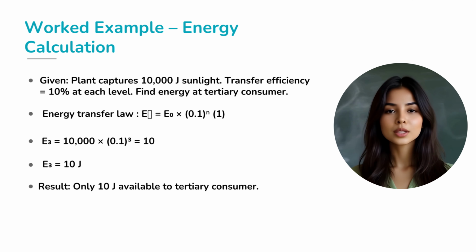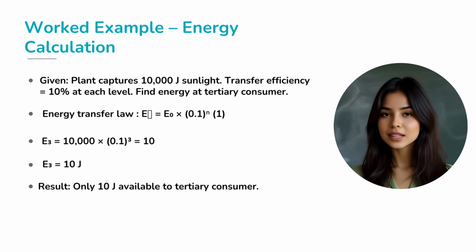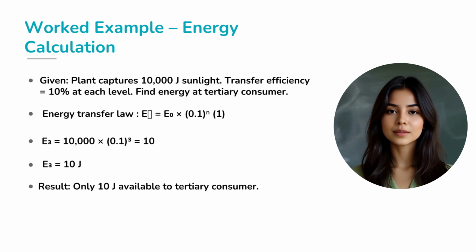Now let's solve a numerical example. Suppose a plant captures 10,000 joules of solar energy. At each step, only 10% passes on.